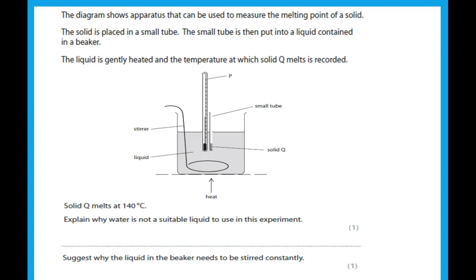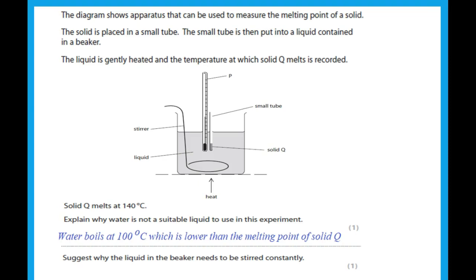So solid Q, he found that solid Q melts at 140. So explain why water is not a suitable liquid to use in this experiment. Of course, if I'm trying to find the melting point of something that melts at 140, I can't use water. Why? Water boils at 100 degrees, and that is lower than the melting point of solid Q. So I will heat the water until it boils. I will never reach 140 degrees.